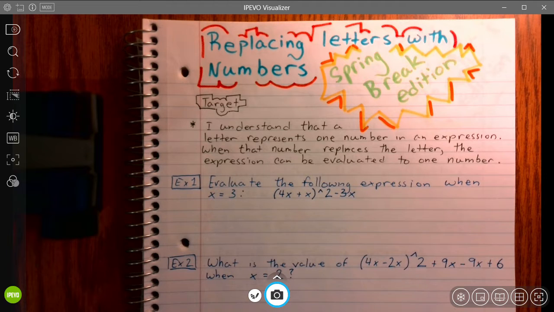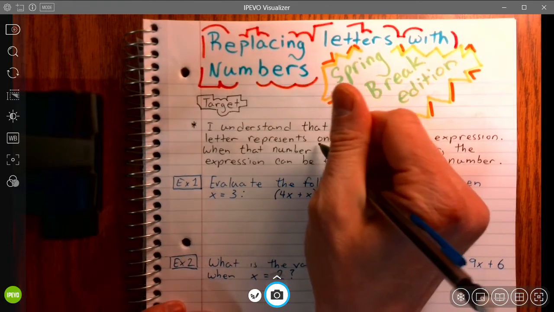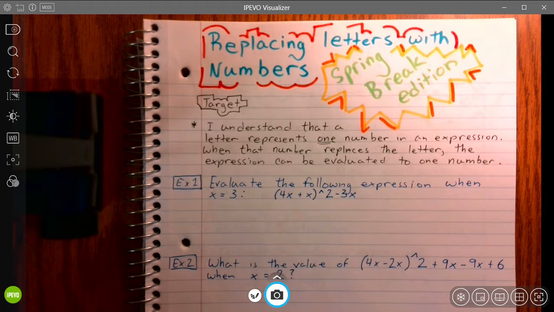Today we're going to be doing some review of replacing letters with numbers. My target today is I understand that a letter represents one number in an expression. When that number replaces the letter, the expression can be evaluated to one number.